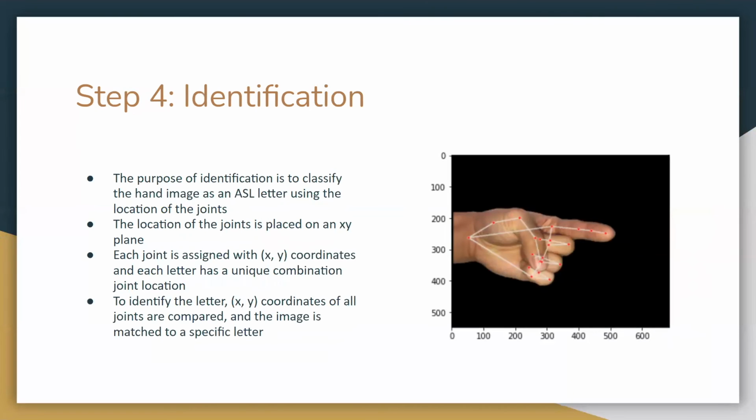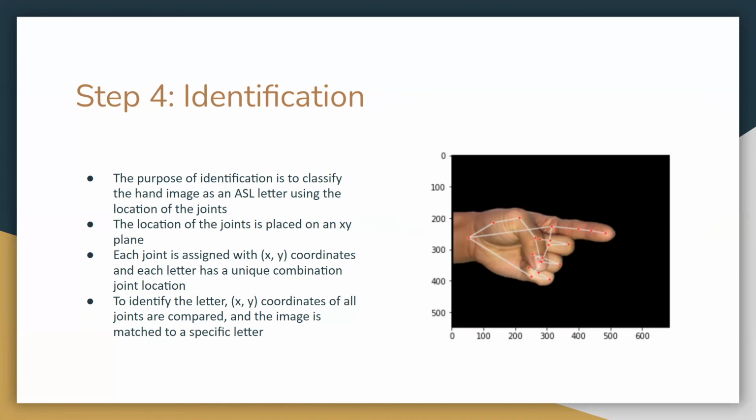The fourth step is the identification, and the purpose of identification is to classify the hand image to an ASL letter using the location of the joints. You can see in the picture, in the example, that's a Z hand, and it's placed on the Cartesian XY plane, ranging from 0 to 500 in the Y direction and 0 to 600 in the X direction. Each of the red dots has its own coordinates.